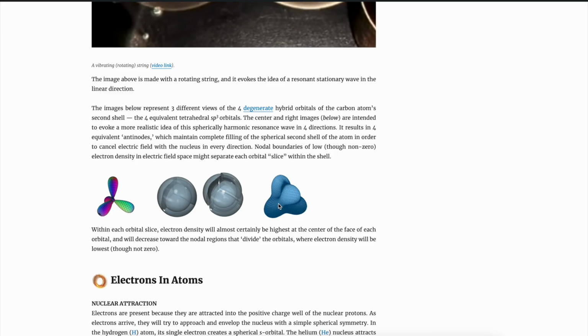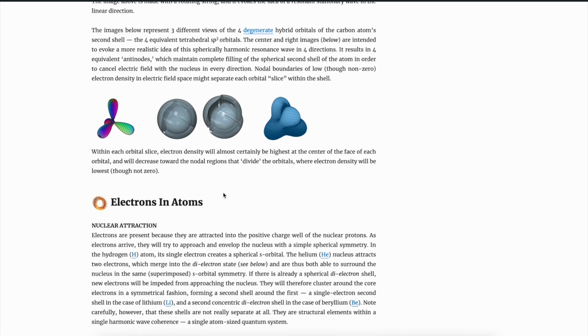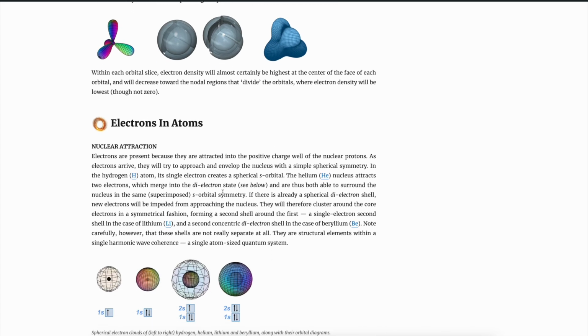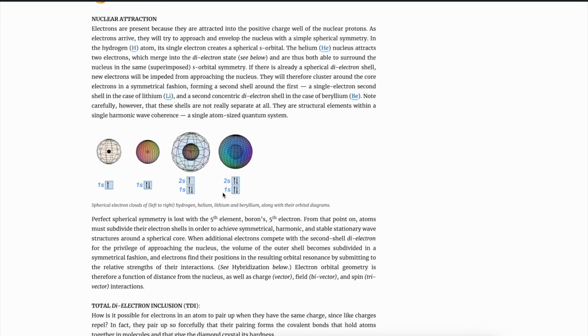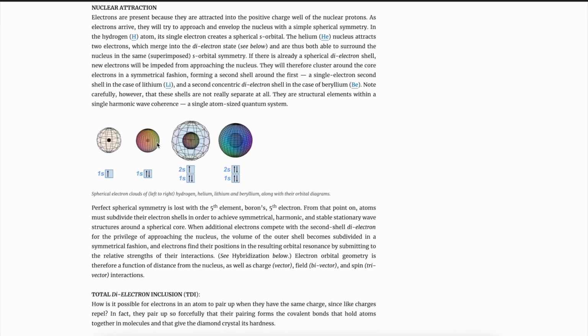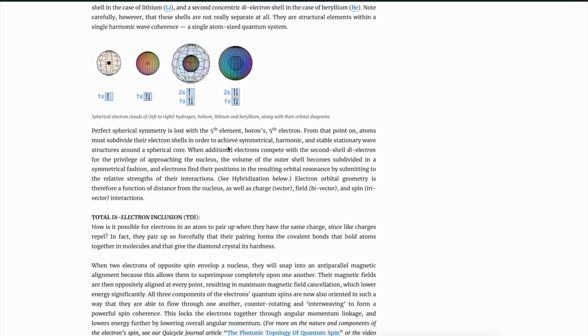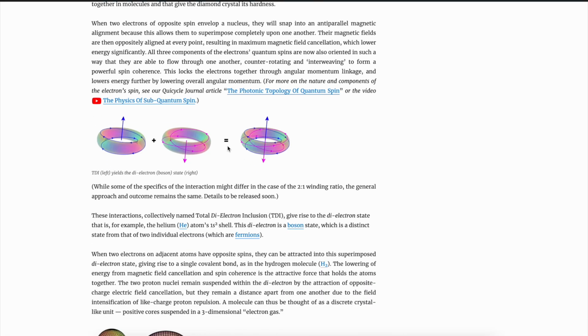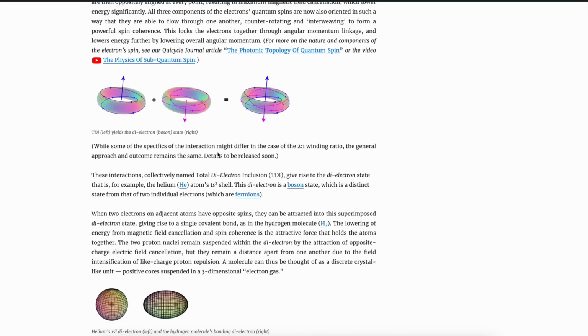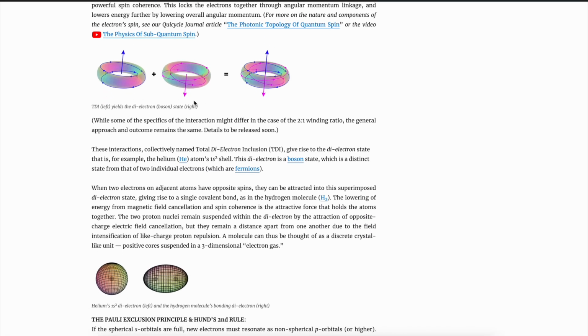The electron density has to be spherically symmetrical around the nuclear core in order to cancel the positive charge in all directions. On this page is a little bit more information about electrons, how they arrange themselves initially around atoms, but we're about to get into that right now. And if you scroll down further, you can see a diagrammatic representation of the concept of how electrons of opposite spin will superimpose to form a dielectron or a covalent bond.